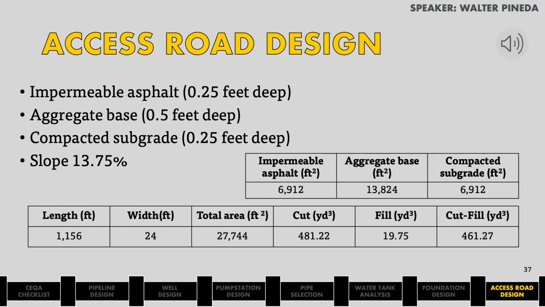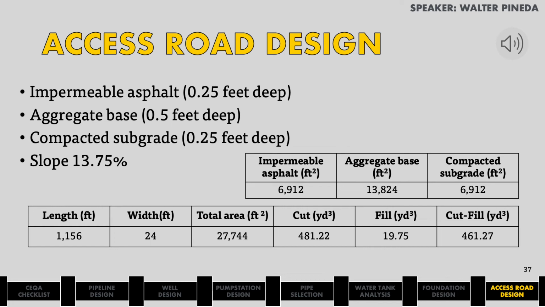My name is Walter, and I'll be going into depth about the access road design. It will be a 2-way road with a total length of 1,152 feet and 24 feet wide. After months of research, we have concluded to use impermeable asphalt. Impermeable asphalt will not allow water to penetrate, therefore forcing it to run off. It will be 1/4 foot deep with a total area of 6,912 square feet.